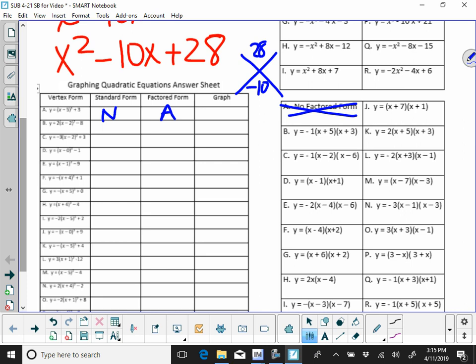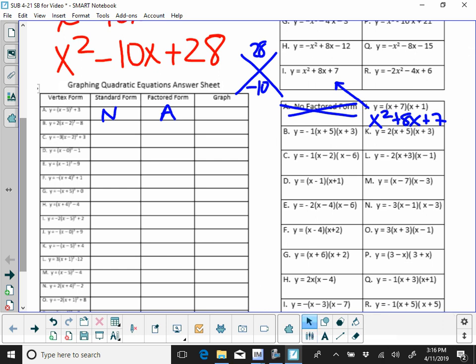Okay, but hypothetically speaking, let's look at letter J right here. If I was to work this out, that's going to give me x squared plus 8x plus 7, okay, which will match with letter I on your standard form. And then wherever you had letter I on your vertex form, that would be the way it works across, okay?